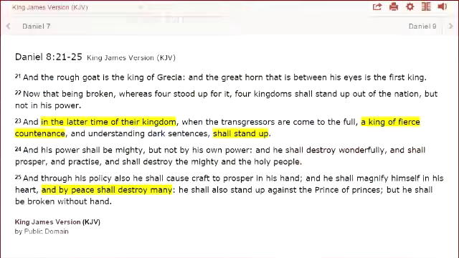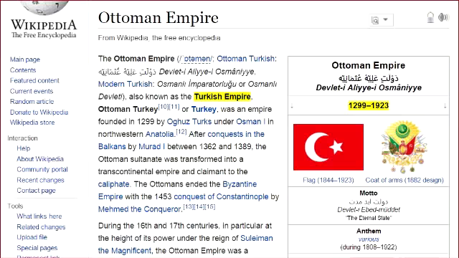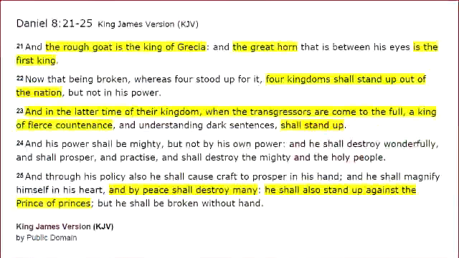Daniel says in the latter time of their kingdom, in other words, in the end of their kingdom, after they have all reached their full potential. In other words, Daniel was referring literally to the early 1920s when the final 4th kingdom came to its end. He says, "That is when the king of fierce countenance will rise, the eighth king who will destroy by peace."